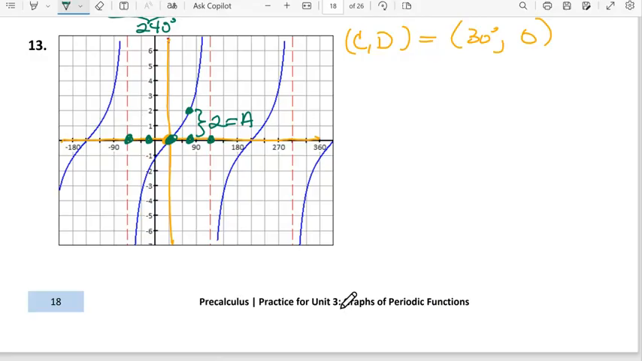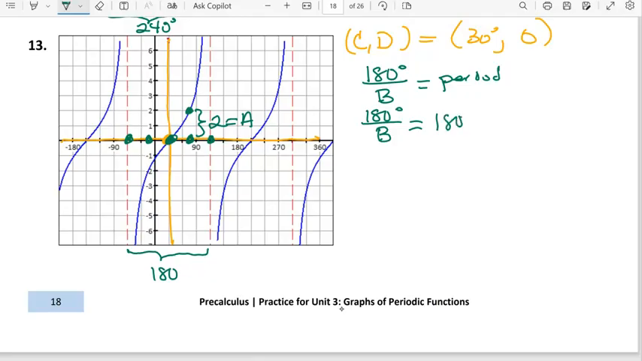And now we need to find the b value, and the b value can be found by using the equation 180 divided by b is equal to the period. The period is the distance from the beginning to the end of the cycle, and it looks like the period here starts at -60. That's the location of one of the asymptotes, to 120. So 120 minus -60 is 180. That means that our b value must be 1.